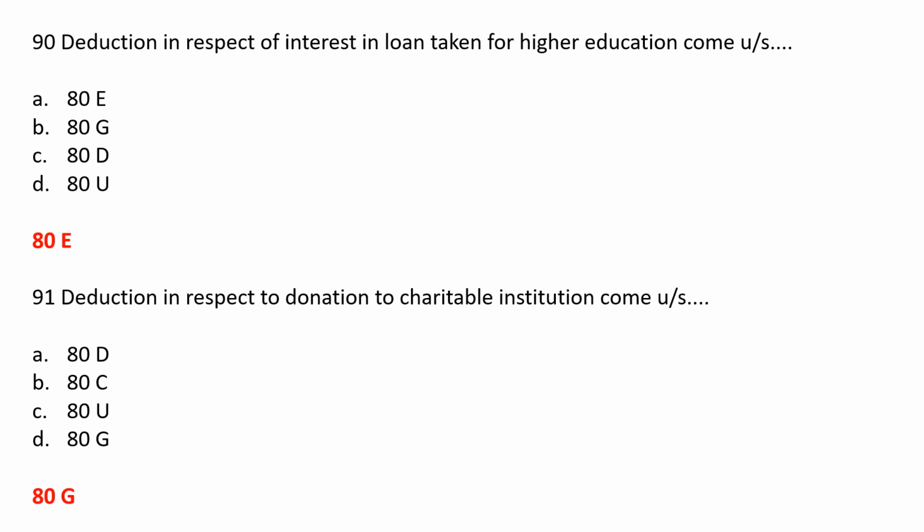Then next MCQ, MCQ number 91. Deduction in respect to donation to charitable institution comes under: option A section 80B, option B section 80C, option C section 80U, option D 80G. The correct answer here is option D, 80G. So deduction in respect of donation to charitable institution comes under section 80G.